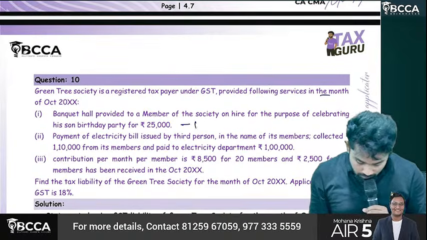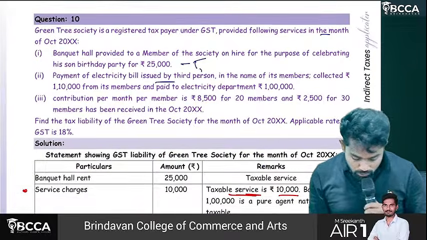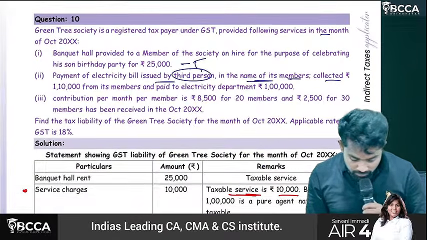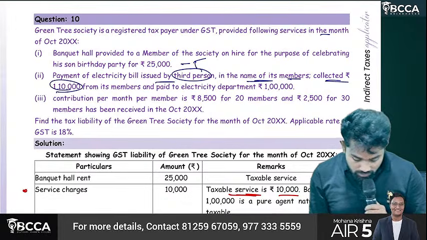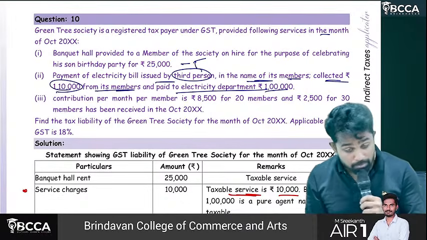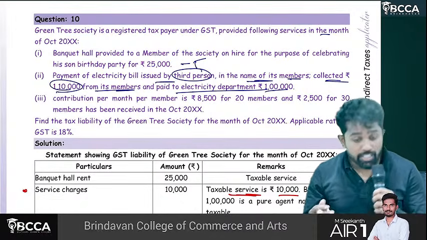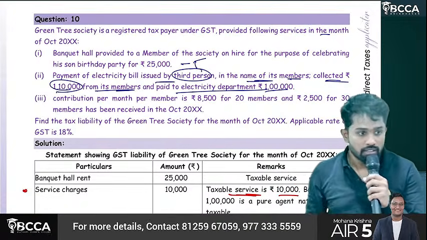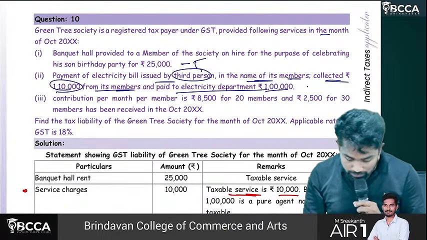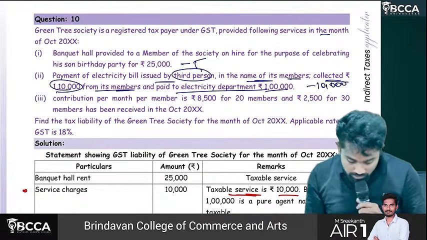And then payment of an electricity bill issued by a third person in the name of its members. So what did the society do, sir? It collected 1,10,000 from its members and paid the electricity department 1 lakh. So 1 lakh is like pure agent. It just collected from the members and paid to the electricity department. So 1 lakh is not taxable, only the extra 10,000 is taxable.